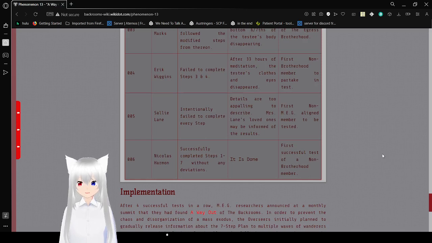Four. Eric Wiggins, that's a weird name, failed to complete steps 3 and 4. After 3 hours of meditation, the testee's mouth closed and eyes disappeared. First non-Brotherhood member to partake in this test.